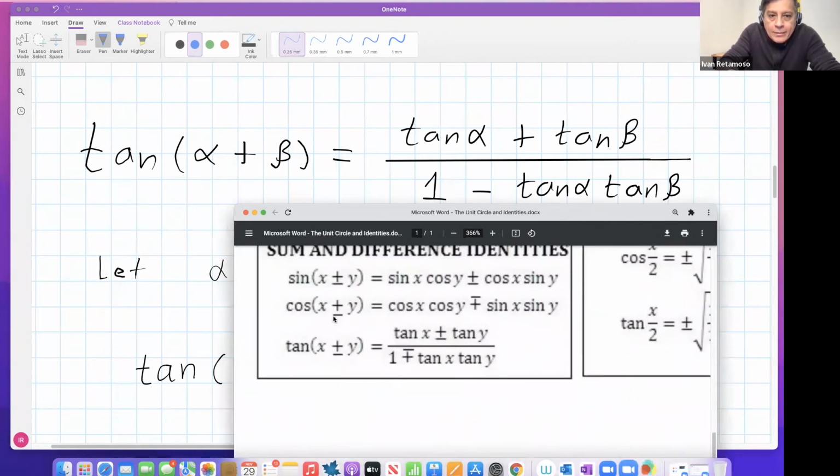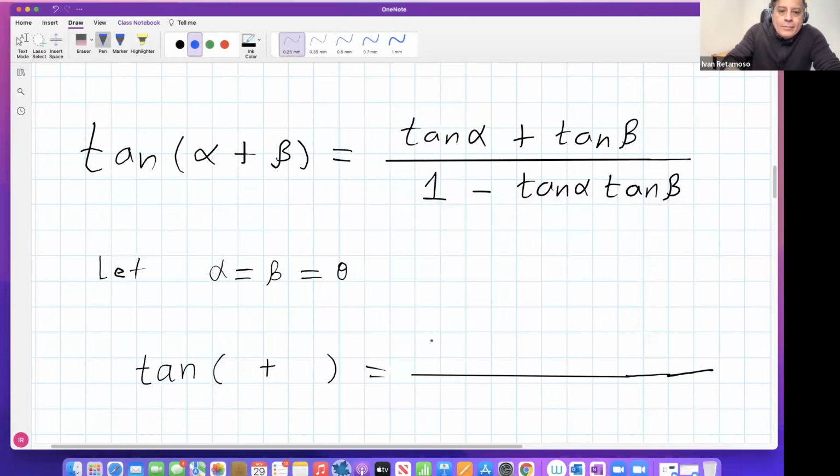If you look at tangent, here, the bottom, right? Look, tangent of x plus y equals tangent of x plus tangent of y, follow the signs on the top, divided by 1 minus, the signs on the top must be followed, right? Tangent of x, tangent of y, right? Is this formula. Great. But now, this formula is true for any values of alpha and beta. Suppose alpha and beta are the same, right? It should be also true.